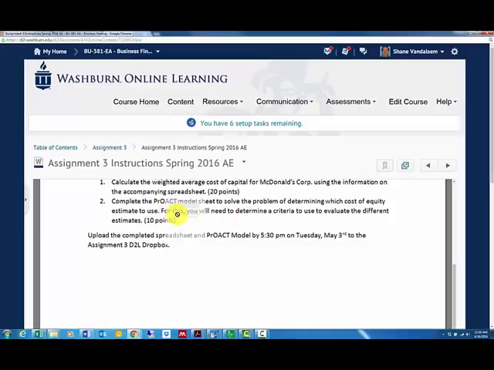The next sentence here is probably the most difficult part of this. You'll need to determine a criteria to evaluate the different estimates. So you'll calculate 3 separate estimates for the cost of equity, and then you need to find a criteria to use to determine which one, if any of them, is the best choice for the cost of equity for McDonald's.